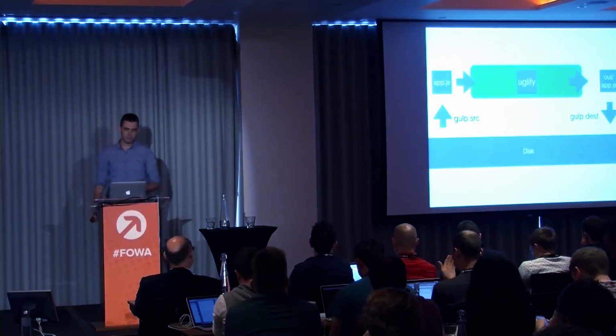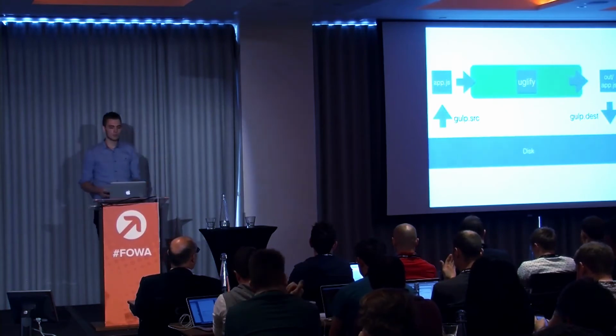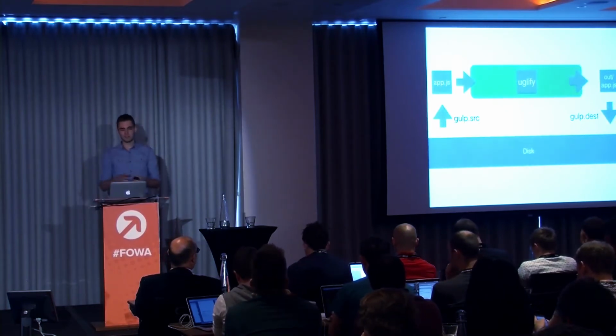You can think of this as: we use gulp.src to grab the file off the disk, we have this app.js, then we push it into this pipe where the only transform in the middle is Uglify, it pushes it out, and then we use gulp.dest to write it back to disk.